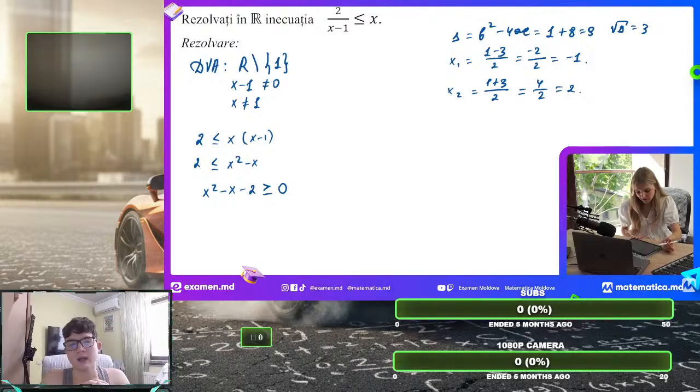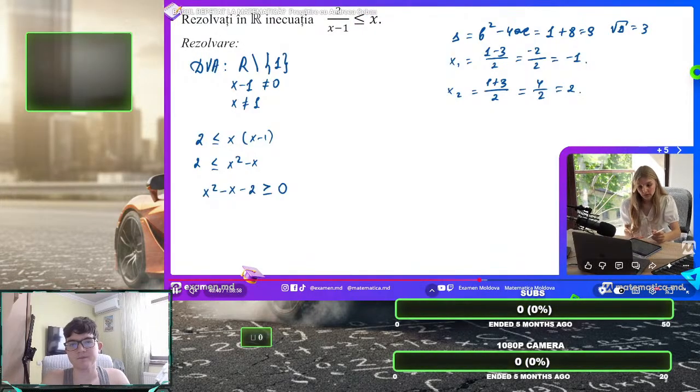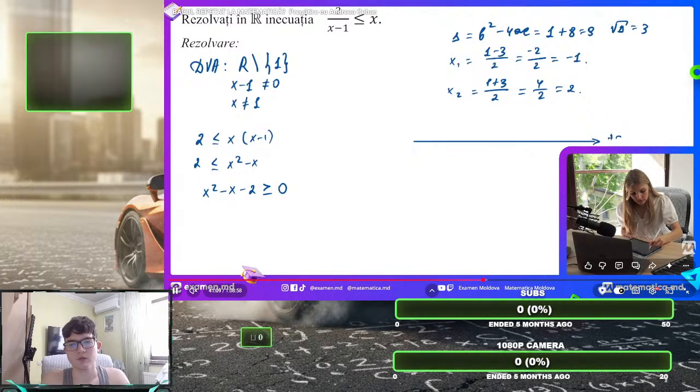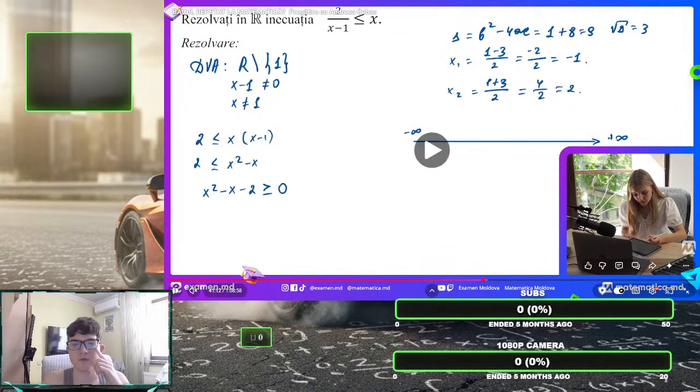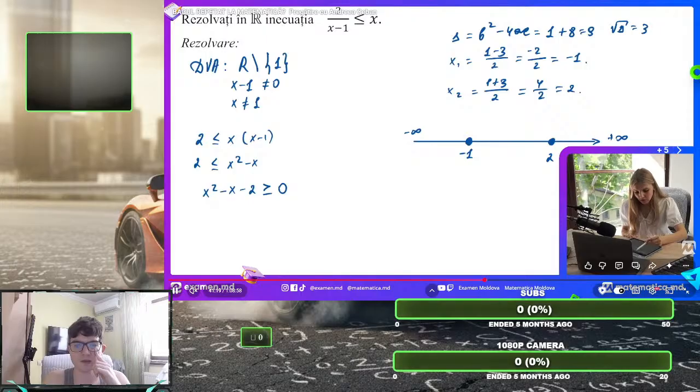And basically we have to place this on the graph. Okay, so maybe not. Basically plus infinite right there, minus infinite. We place minus 1 and then 2 over there more to the right. And it has to be bigger or equal to 0, so place 0 somewhere. So I think the values should be from 2 till plus infinite, right, with not regular parentheses. Minus 1, 2, place with 0.